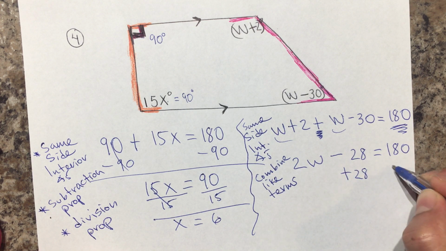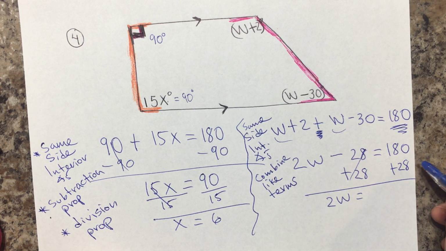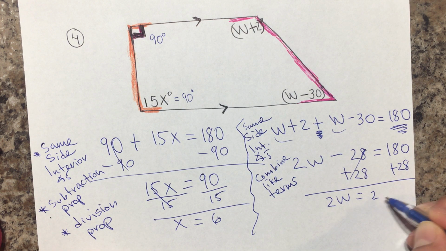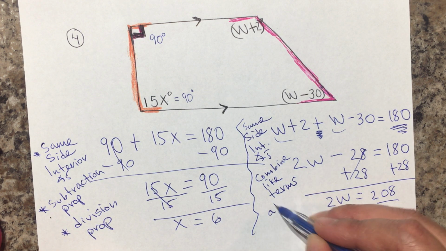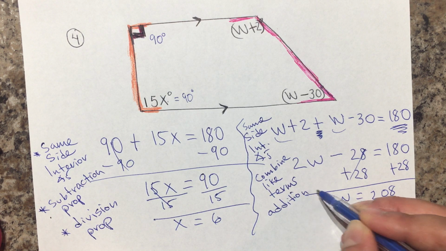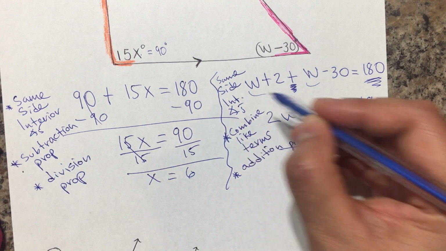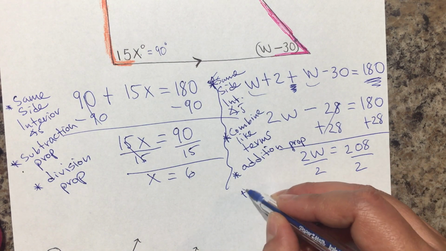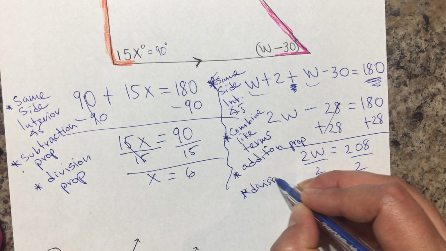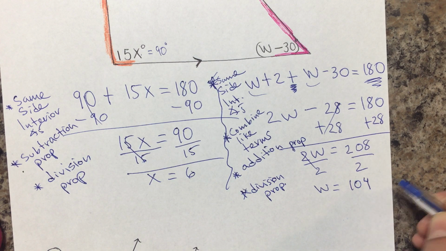Then we add 28 to both sides. This cancels and we get 2W equals 208. Finally, we divide by 2. Oh, and this is the addition property. Okay, right there. Addition property, combine like terms and same side interior angles. Okay, this is because of the division property, which means that we divide both sides by 2, and so W equals 104.